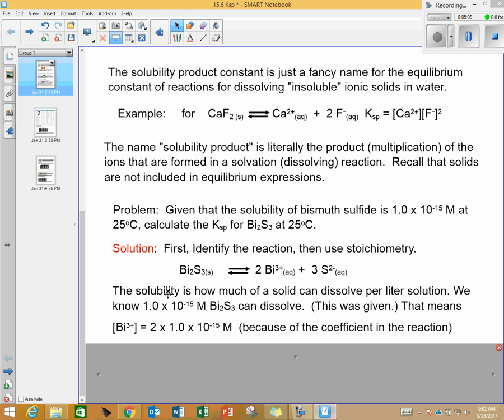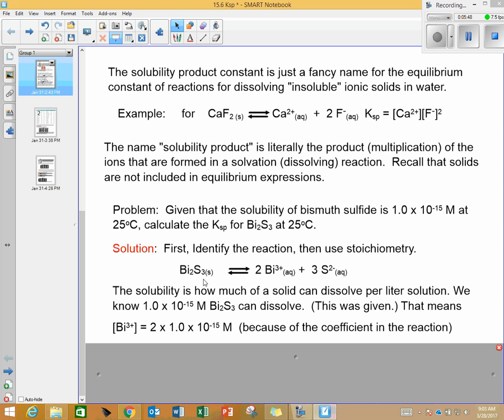Now the solubility is how much can dissolve per liter of solution. And when we say how much, we're talking about moles, the molar solubility. If you're given how many grams can dissolve per liter, just convert that into moles per liter using the molar mass. Okay, so notice if 1 times 10 to the negative 15th molar of the Bi2S3 can dissolve, then we just use stoichiometry. There's a 2 in front of the bismuth, so the solubility times 2 will be how much bismuth can dissolve. And for the sulfide, we would multiply the solubility by 3 because of this coefficient.